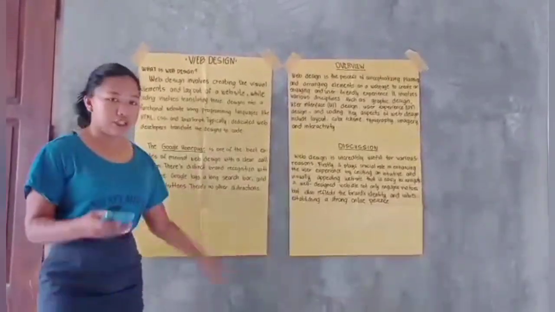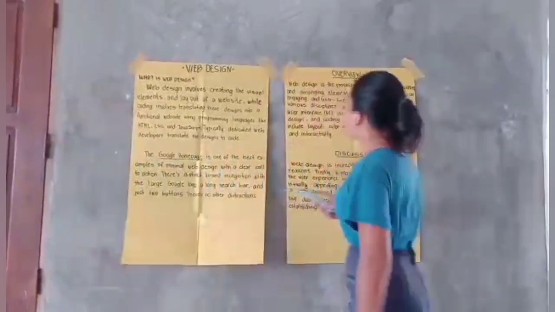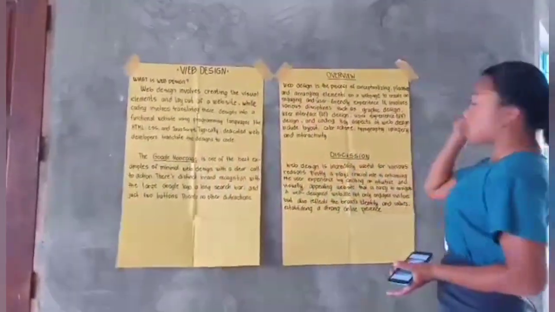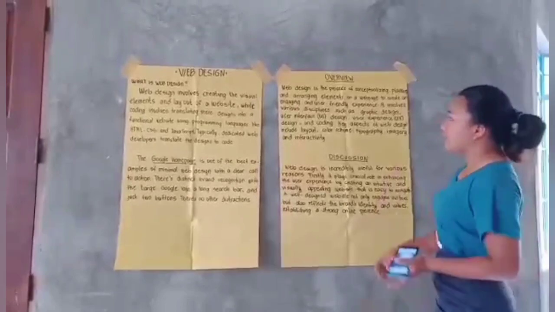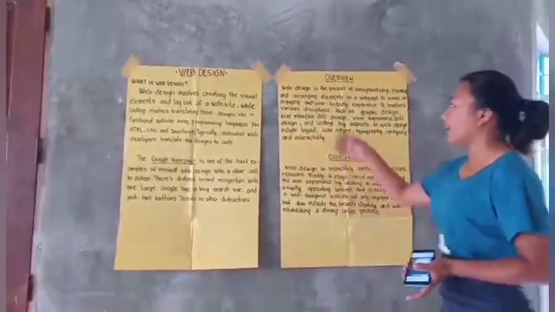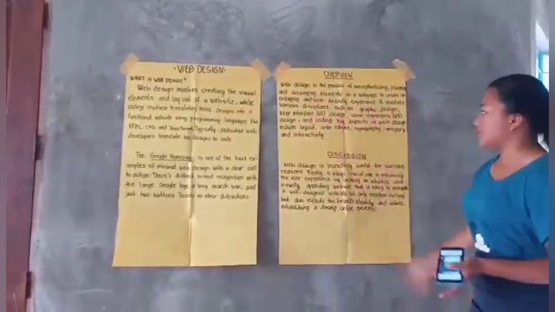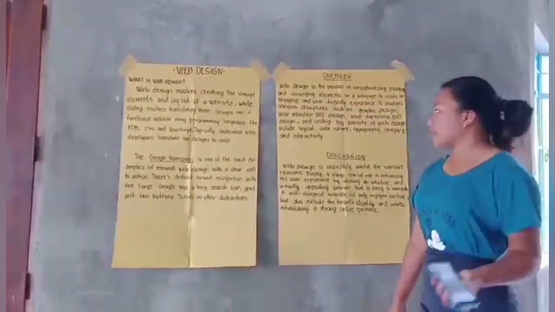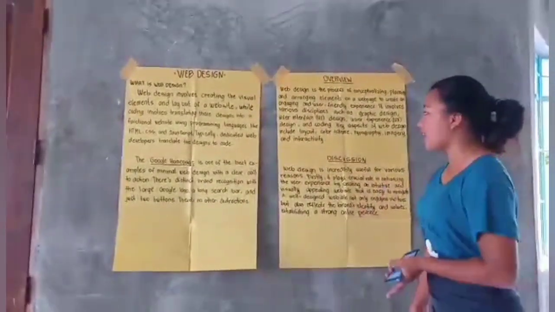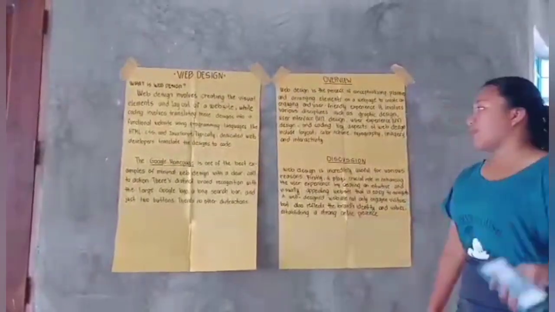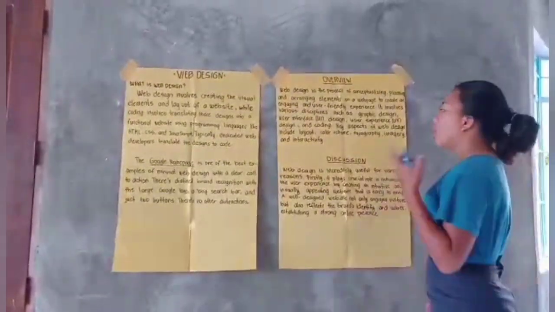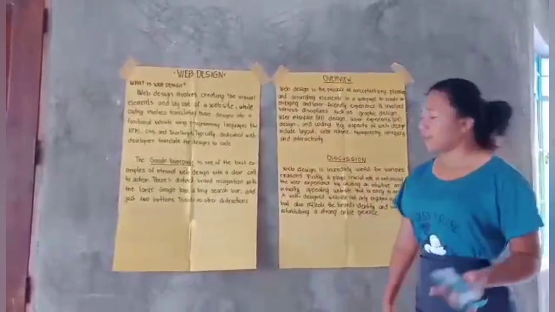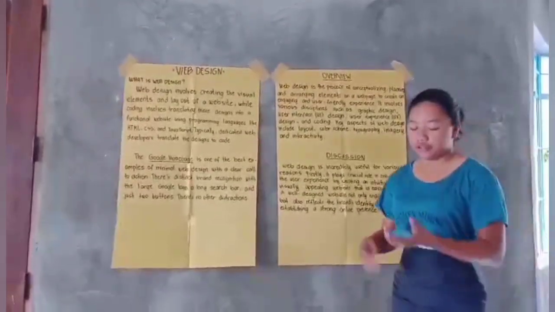There are no other distractions. The overview of web design is the process of conceptualizing, planning, and arranging elements on a web page to create an engaging and user-friendly experience. It involves various disciplines such as graphic design, user interface design, user experience design, and coding. The key aspects of web design include layout, color scheme, typography, imagery, and interactivity.